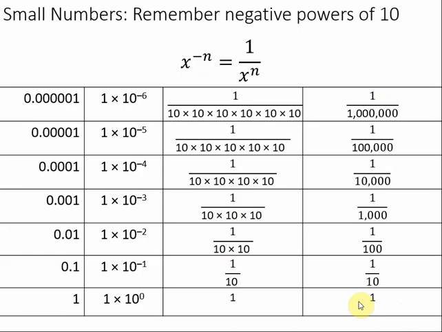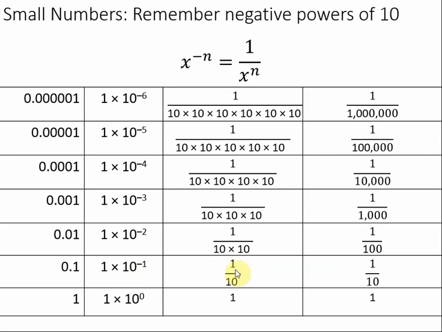Now for small numbers, this is the other half of scientific notation. You have to remember that the negative powers of 10 are based on algebra that says anything raised to a negative power is equal to a fraction of 1 over that number to the positive version of the exponent. So down here, we have the same thing we had before. 1 can be expressed as 1 times 10 to the 0 power. But following this piece of algebra, if we have a tenth, we can express that as 1 times 10 to the negative 1st power, or 1 over 10 raised to the 1st power.